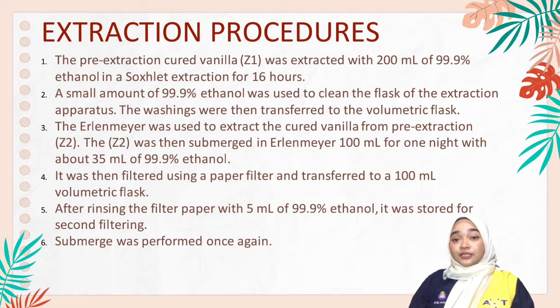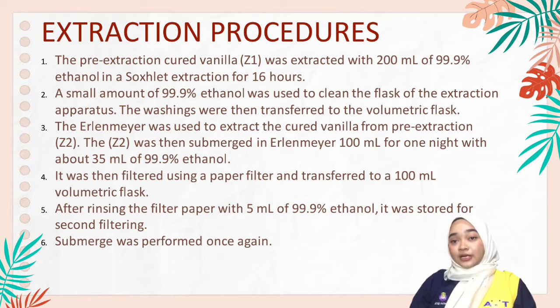In the percolation equipment, extract the pure vanilla from pre-extraction Z2 in Erlenmeyers. Submerge Z2 in a 100 ml Erlenmeyer for 1 night with around 35 ml of 99% ethanol. Then, through a paper filter, transfer to a 100 ml volumetric flask and rinse the filter paper with 5 ml of 99.9% ethanol before storing it for use in the second filtering.